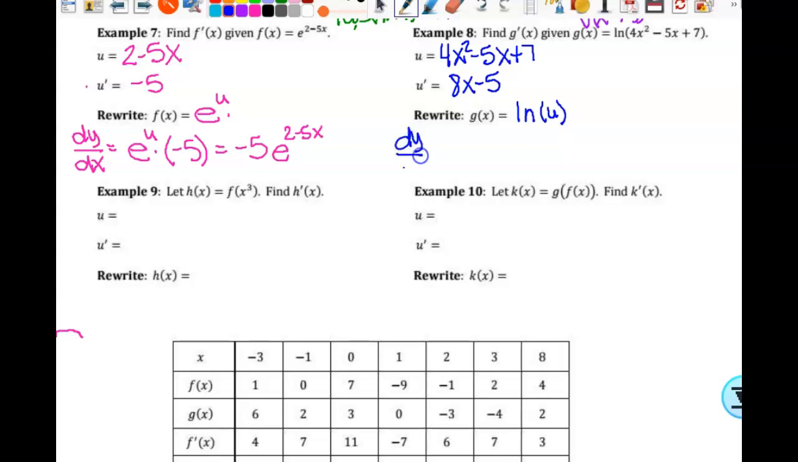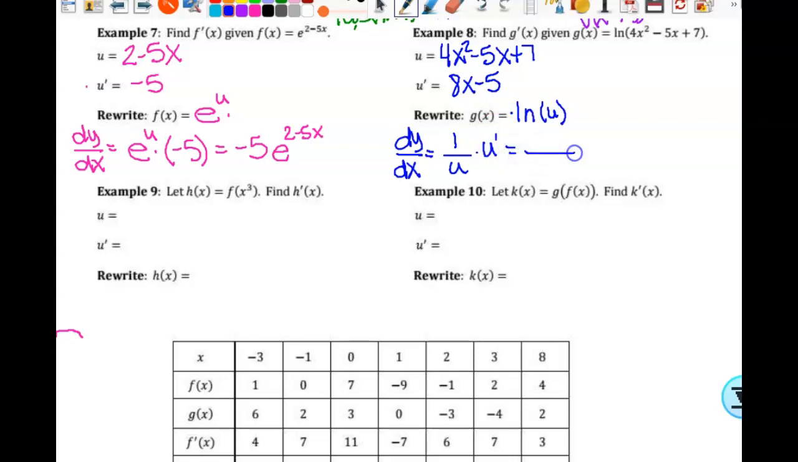So dy dx, okay, I'm going to take the derivative of this. So what's the derivative of the natural log? 1 over x, so this is 1 over u. It's 1 over whatever we're taking the natural log of, times u prime, right? Okay, which sometimes I write that, sometimes I write that. It doesn't really matter at this point.